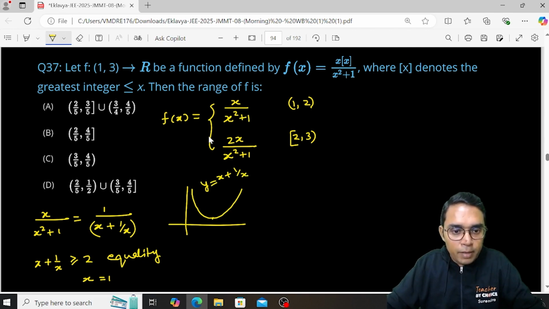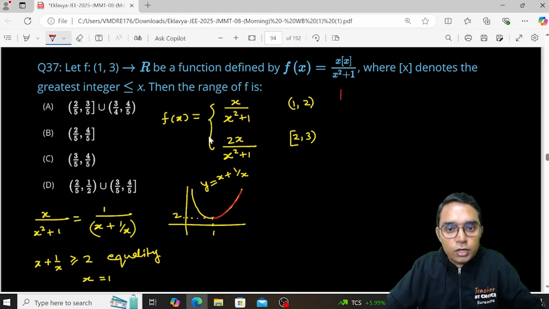Okay, so this minima is at x equal to 1, where the value is 2. What I am trying to tell you is that x plus 1 upon x is an increasing function when you move from 1 to infinity. But here, for this function, we have x plus 1 upon x in the denominator and it is positive. That means this function should be decreasing from 1 to 2. As you move from 1 to 2, it will be decreasing.